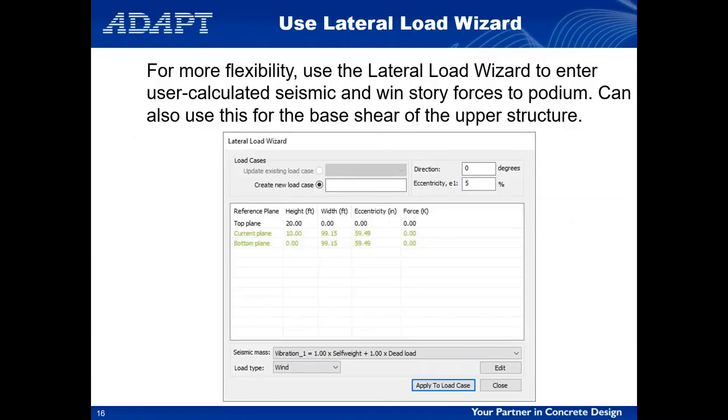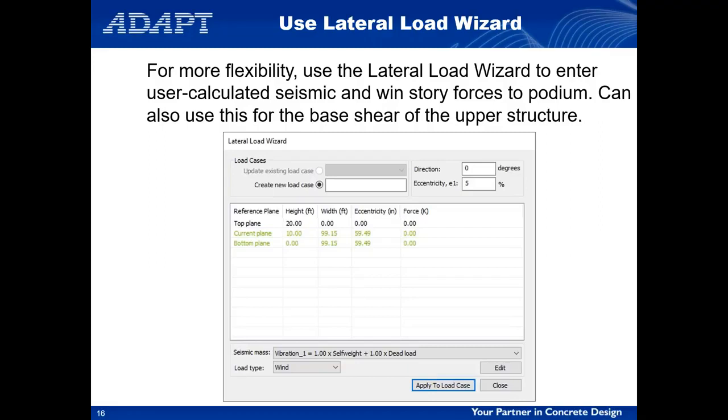Should you need an even more flexible application of loads, you can also use the lateral load wizard. This can be used to define any wind or seismic lateral load type. These all get classified as building loads, and you see at the bottom left there's an option that says load type wind, and you can also switch it to seismic.